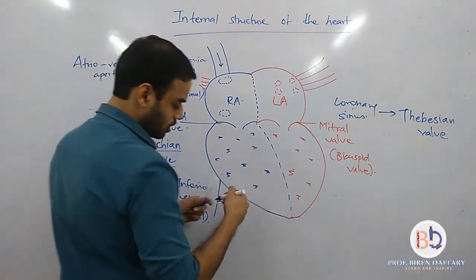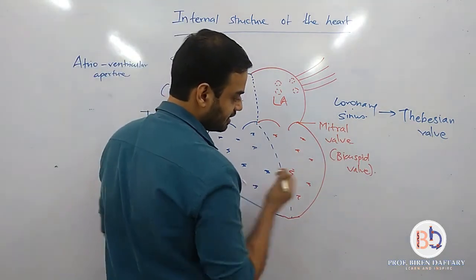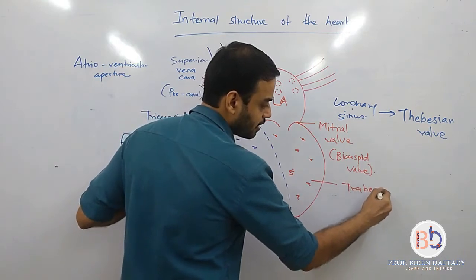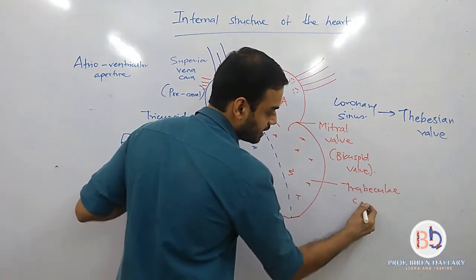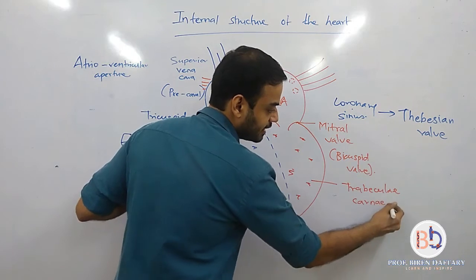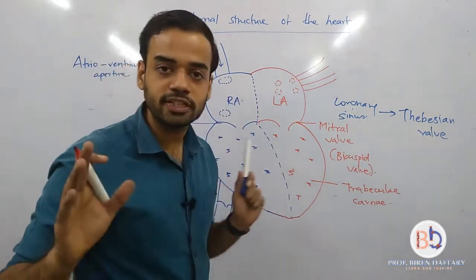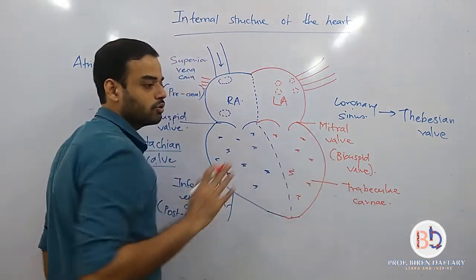Okay, now this surface is called as trabeculae carnae, C-A-R-N-A-E. That is this rough surface. Atria के अंदर ऐसा कुछ rough surface नहीं है, so we are not going to label it.